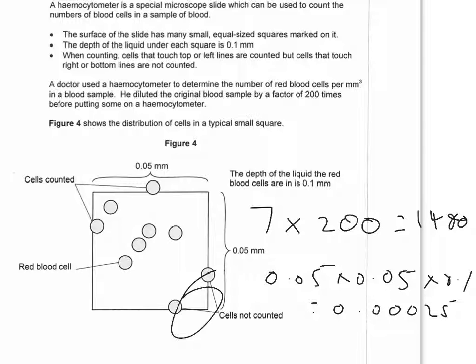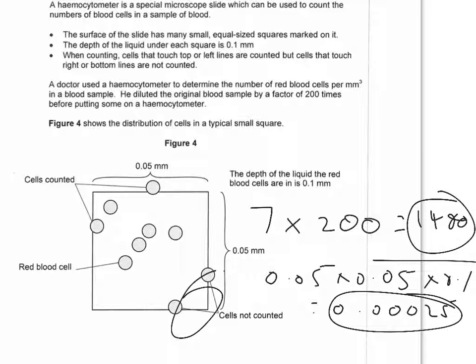So then what we need is the number of cells per millimetre cubed. This is the number of cells, this is the millimetre cubed, so it's that divided by that. So it's 1400 divided by 0.00025, which gives you 5.6 times 10 to the 6.